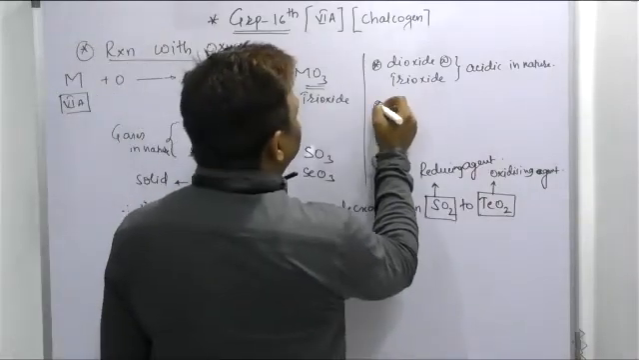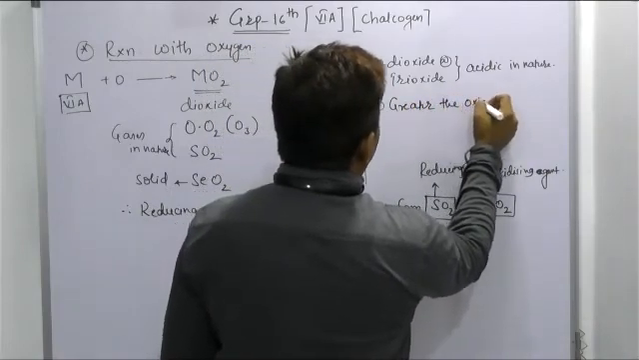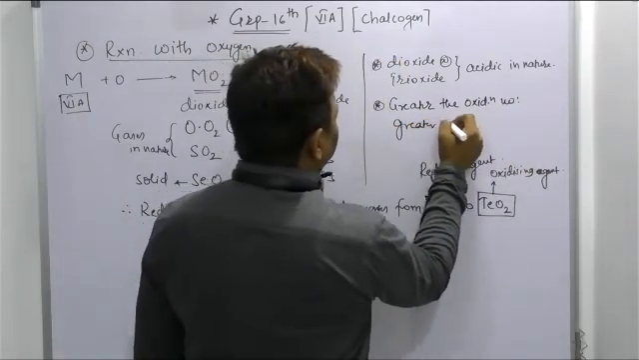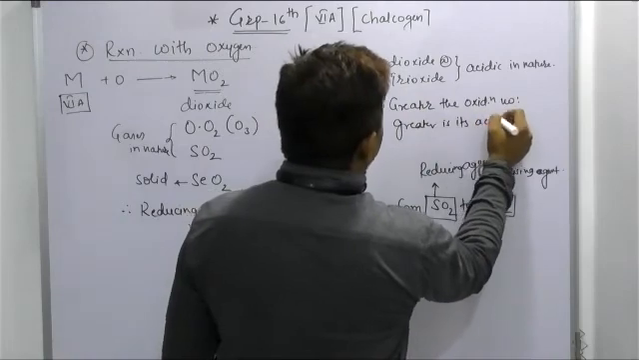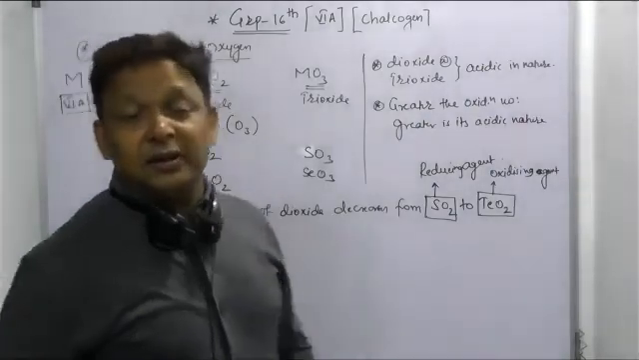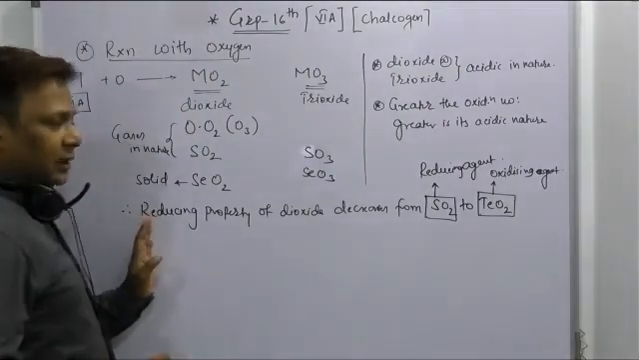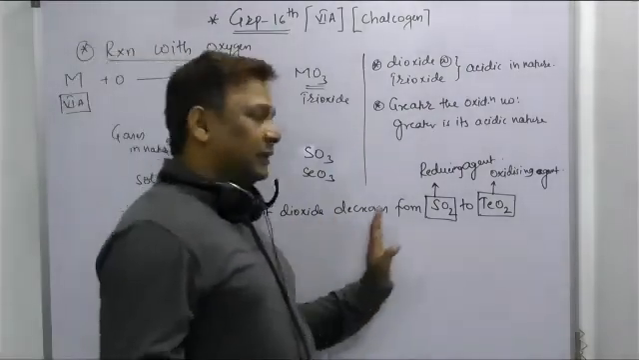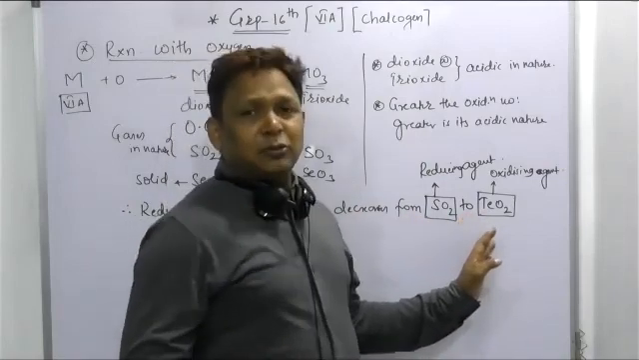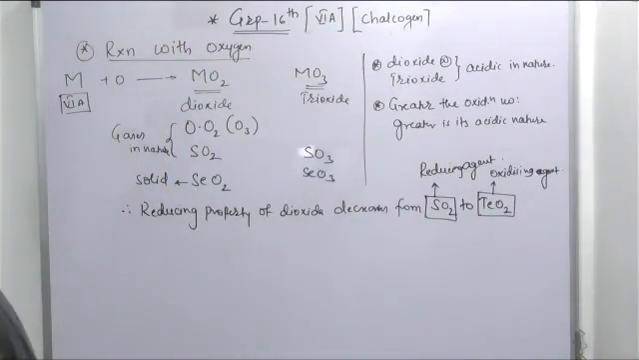Which is more acidic in nature? You can say, beta, the greater the oxidation number, the greater is its acidic nature. That means trioxide is more acidic in nature than dioxide. The reducing property of the dioxides decreases. That means sulfur dioxide is reducing in nature, but TeO2, tellurium dioxide, is an oxidizing agent. Is it clear? Let's note down up to here, beta.